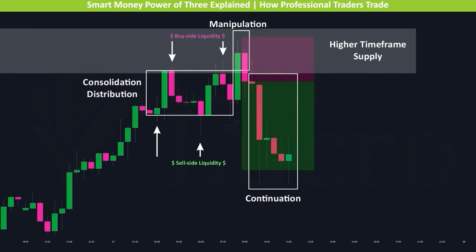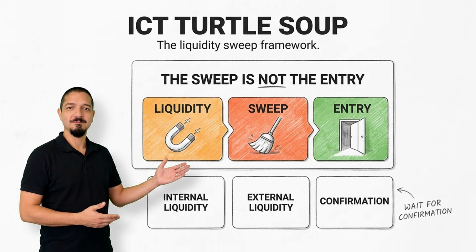The same applies to higher time frame trend context. If price is already in a clear downtrend on the higher time frame, this short setup gains additional confirmation by aligning with overall market direction. This is why combining multiple concepts leads to more structured, consistent, and informed trading decisions. Now that we understand the broader logic of consolidation, manipulation, and continuation through the Power of Three, we can move into a strategy that focuses more directly on the liquidity suite itself, the ICT turtle soup.